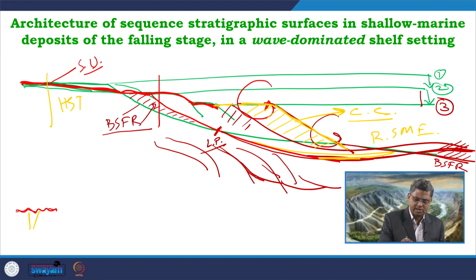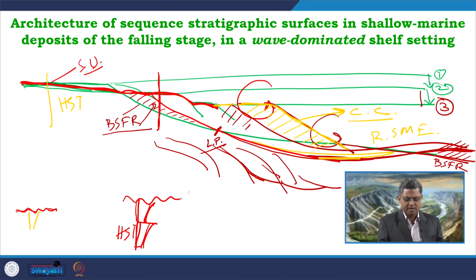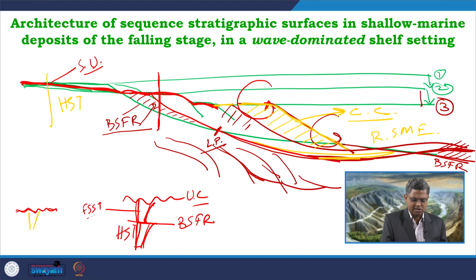If I want to make a log somewhere here in this part, it is again the HST package, which is a coarsening upward package, and it is a conformable contact now on which we are getting a forced regressive package. So, this is the HST package, on that we are getting a forced regressive package, and that forced regressive package is truncated by subaerial erosion. So, this surface is the BSFR surface and this is the unconformity surface. In between we are getting the falling stage systems tract, which is overlying the HST.